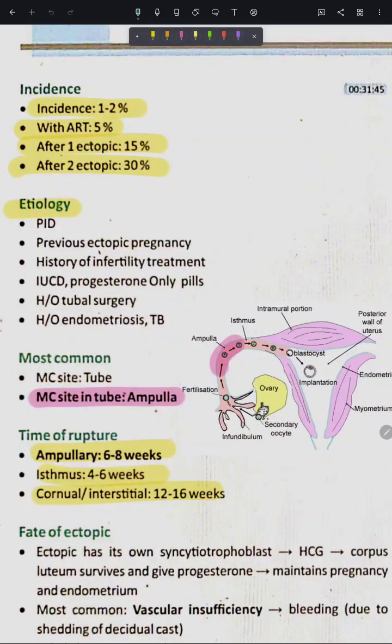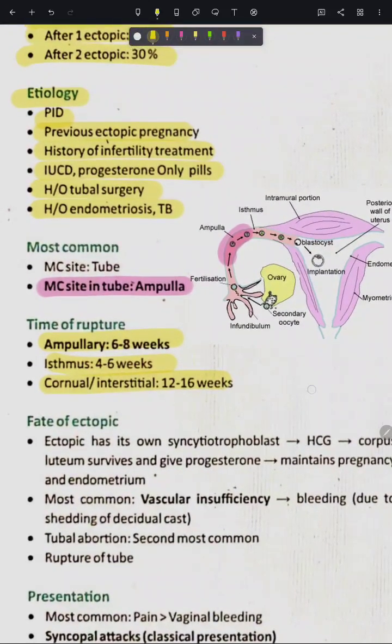Etiology: pelvic inflammatory disease, previous ectopic pregnancy, history of infertility treatment, intrauterine contraceptive device, progesterone only pills, history of tubal surgery, history of endometriosis and TB.